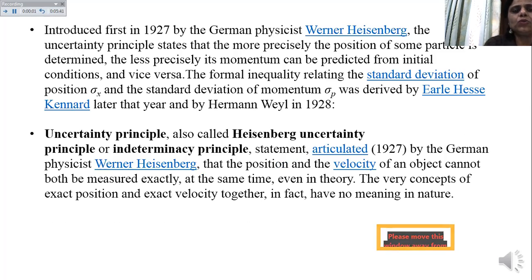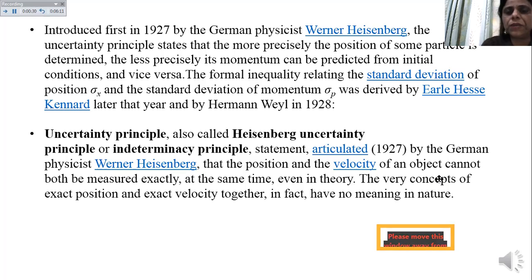Next, introduced first in 1927 by the German physicist Werner Heisenberg, this scientist's name is Werner Heisenberg, and he introduced this principle in 1927, and he was a German physicist. The uncertainty principle states that, again, what is the uncertainty principle? The second definition, to have more clarity.